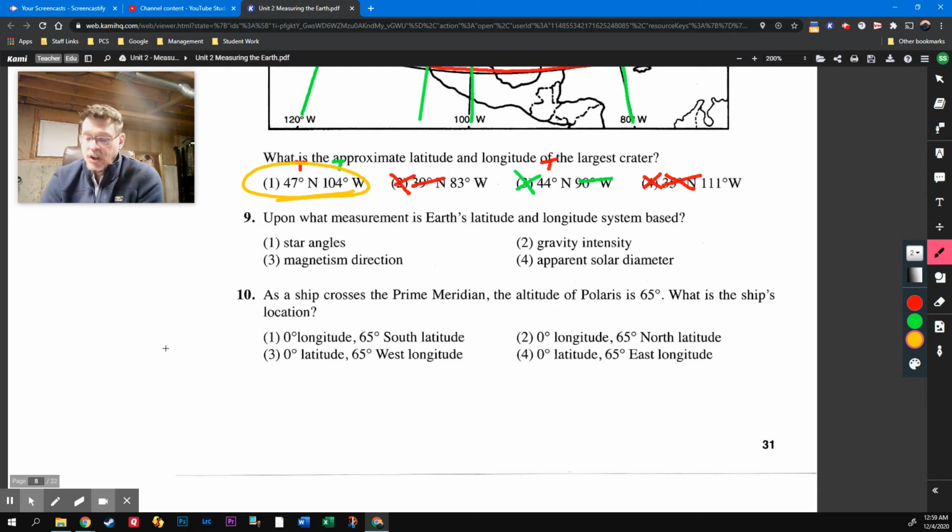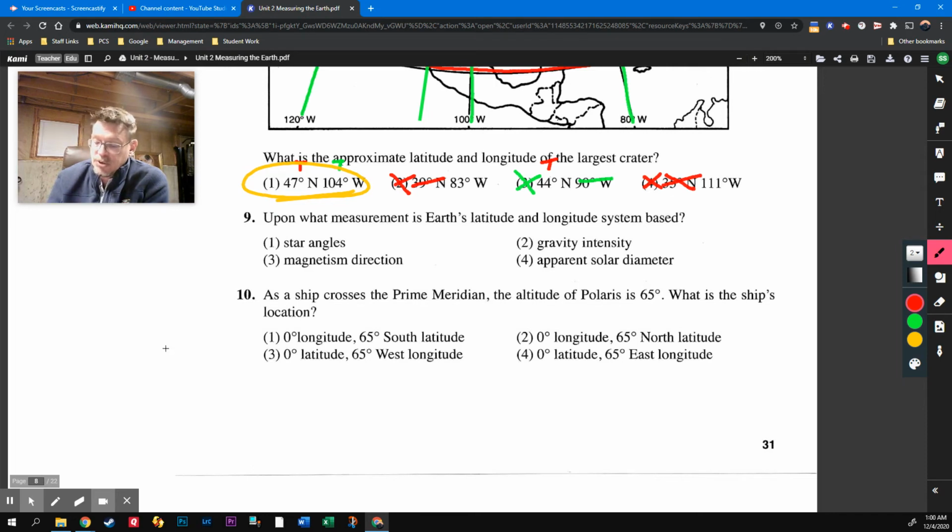Okay, so as the ship crosses the prime meridian, the altitude of Polaris is 65 degrees. What is the ship's location? All right, so it's asking for a coordinate pair, so that means we have to have clues for both the latitude and the longitude. So the first thing I need to do is read this carefully and look for the clues. I need to look for a clue for latitude and a clue for longitude.